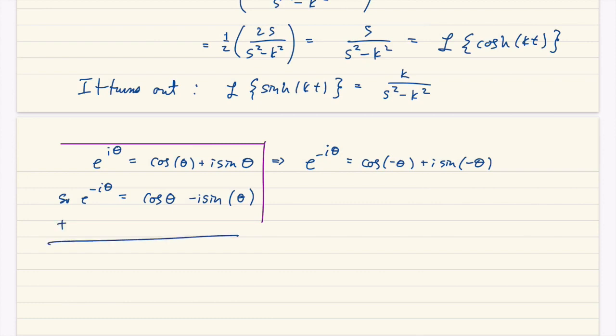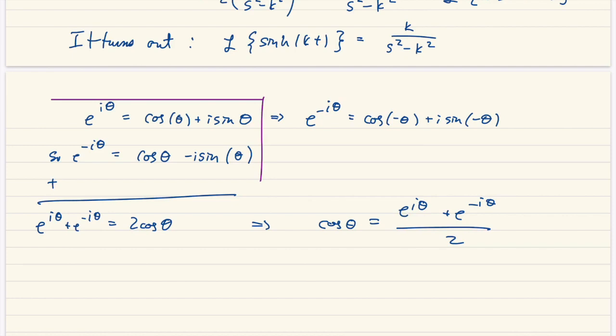if I add up both of these equations, we're going to see that the sine terms cancel, and e to the i theta plus e to the negative i theta is equal to 2 cosine of theta. In other words, cosine of theta can actually be written as a sum of exponentials, e to the i theta plus e to the minus i theta, over 2.